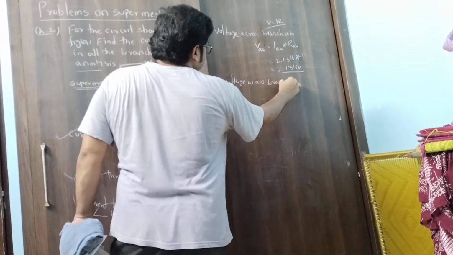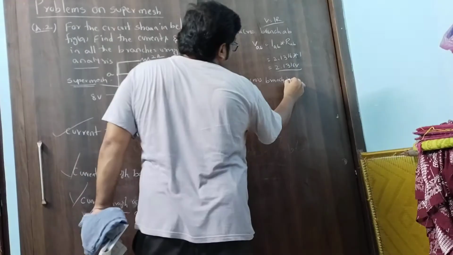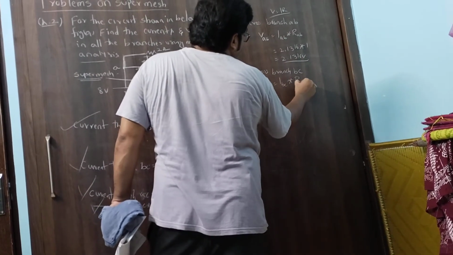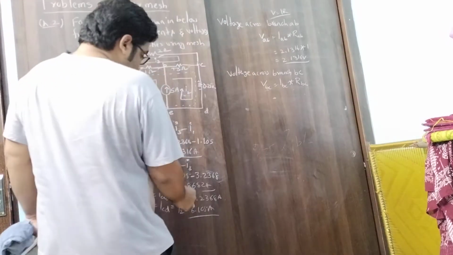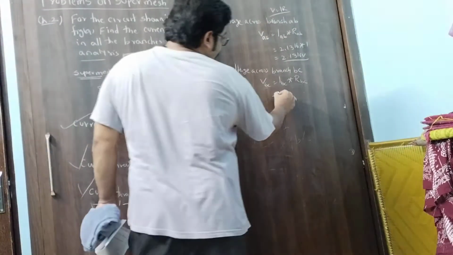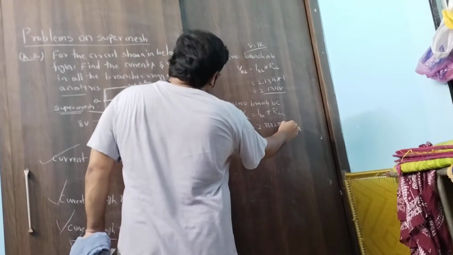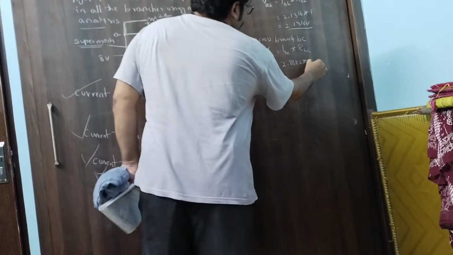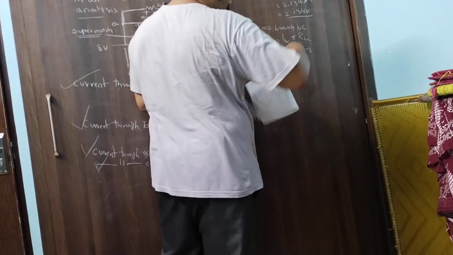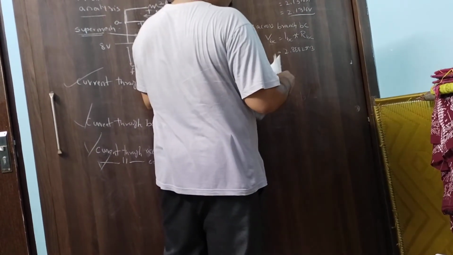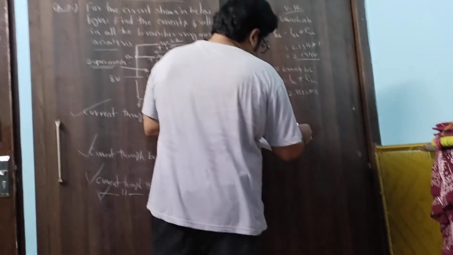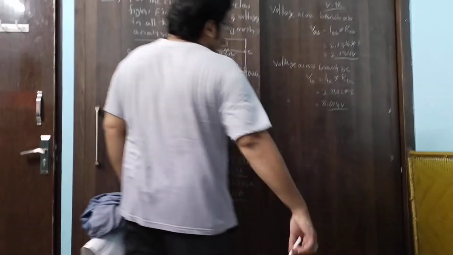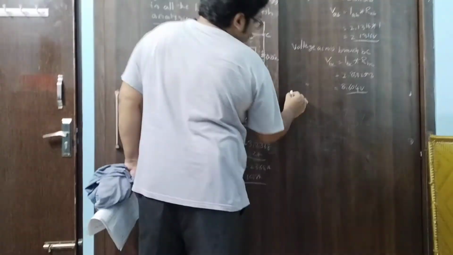Next, voltage across branch BC. So VBC is equal to IBC multiplied with RBC. What is IBC? We have got IBC value 2.8682, multiplied with RBC. Which resistance is there here? RBC resistance is 3 ohm. So VBC is equal to IBC into RBC. Probably you are going to get 8.604 volts.